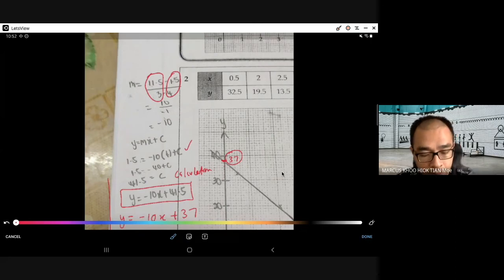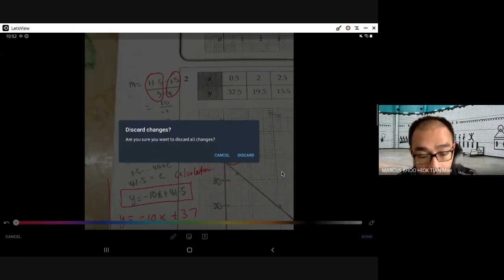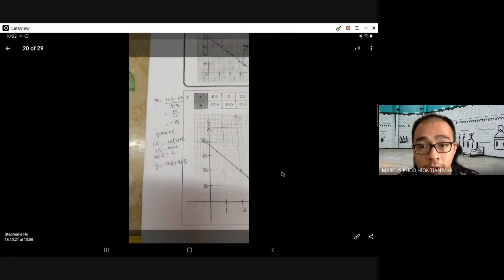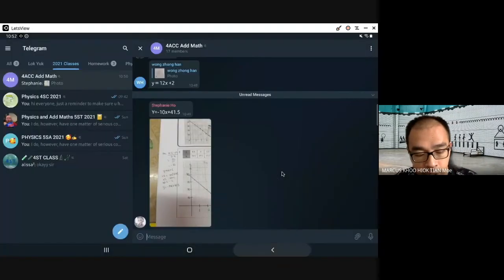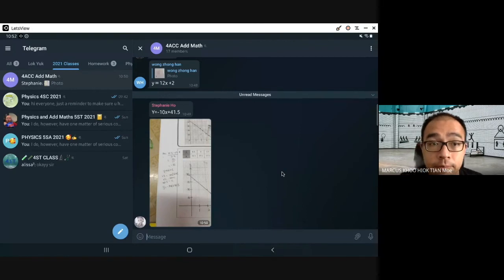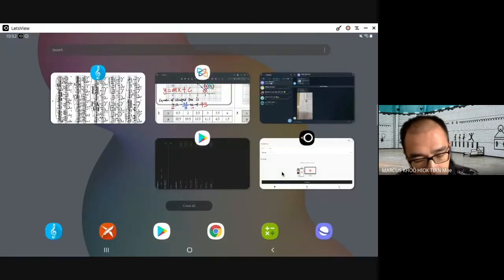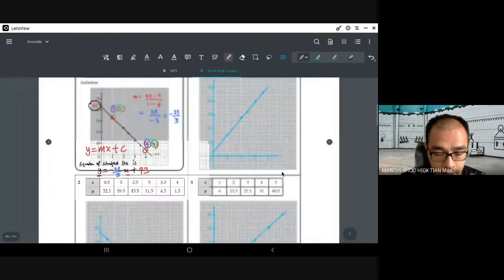Except that Stephanie, remember, we use the information from the graph, no longer from calculation. Okay, we cannot use calculation already because this is linear law. Okay, and if we draw a graph, we must get our information from the graph. Okay, is that clear, everyone? All right, so let me show you the graphs again now.